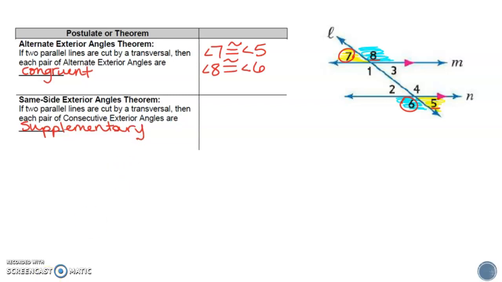Which by definition means that their measures will total 180 degrees. So I can say that the measure of angle 7 plus the measure of angle 6 will equal 180 degrees. And I can also say that the measure of angle 8 plus the measure of angle 5 will equal 180 degrees.